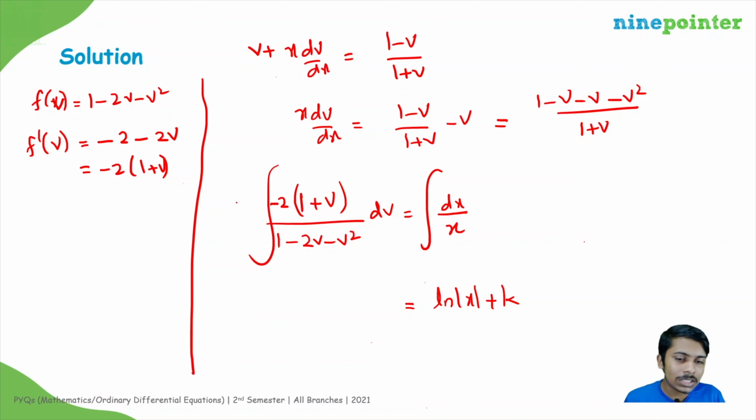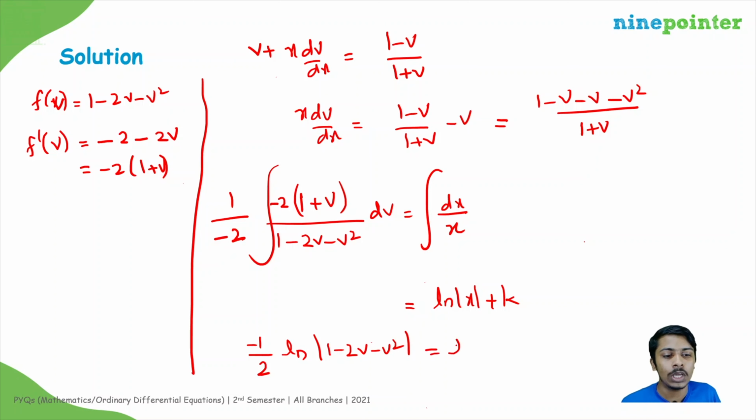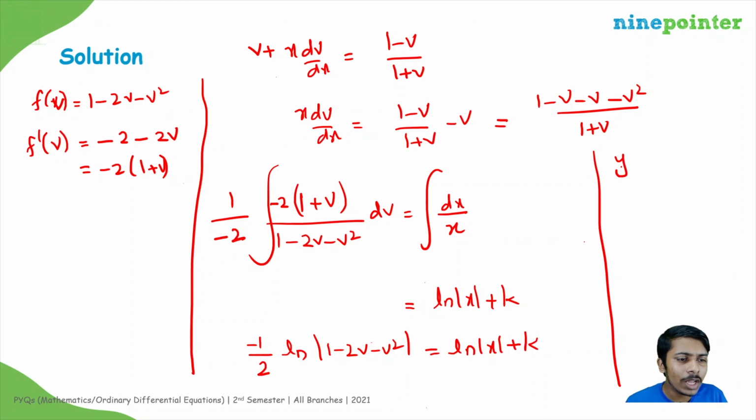So I will put an extra minus 2, and in order to compensate for that, I will put a 1 by minus 2 outside. Now what will be the integral? The integral will be minus 1 by 2 into log mod (1 minus 2v minus v square), which is equal to log mod x plus k. Now, note one thing. What is the initial value given to us? It's actually y of 1 equal to 1. Here x naught is 1 and y naught is 1.